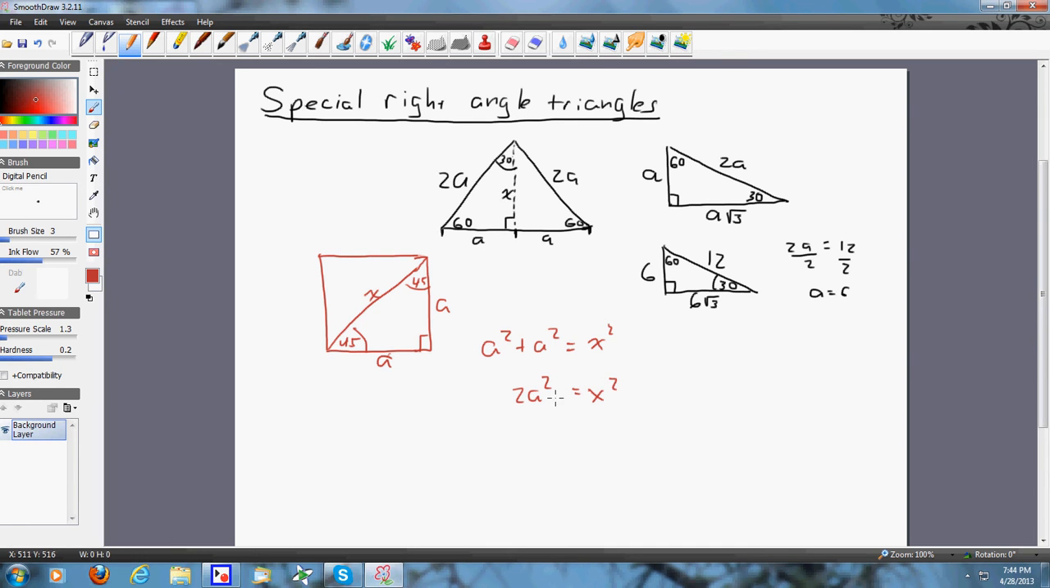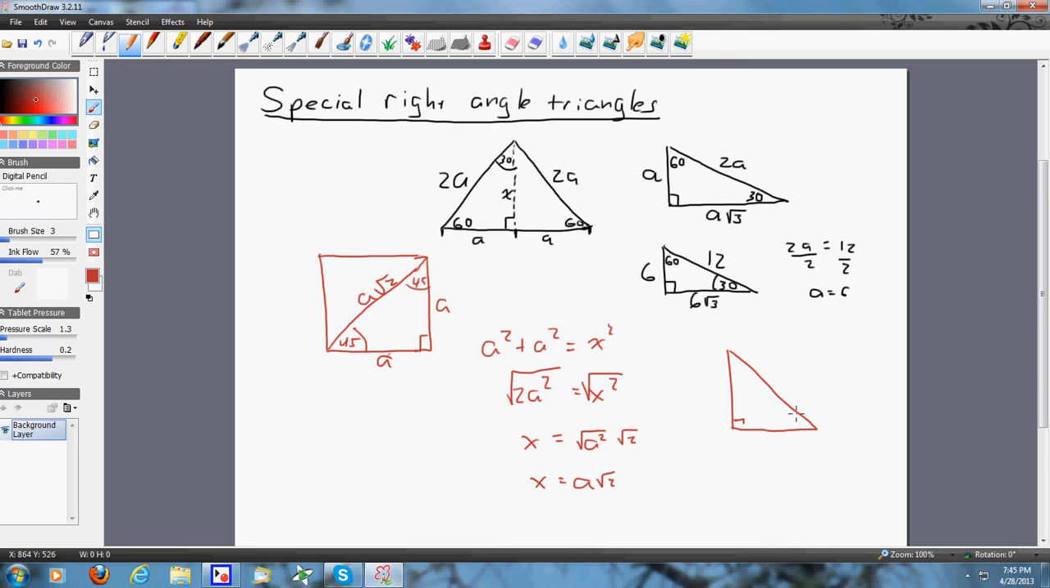But once again, I'm trying to find the value of x in terms of a, so I'm going to take the square root of both sides. And when I do that, I'm going to flip-flop these. I'm going to get x equals the square root of a squared times radical 2. So x equals a radical 2. And I'm going to get rid of this x now, and I'm going to put in a radical 2.